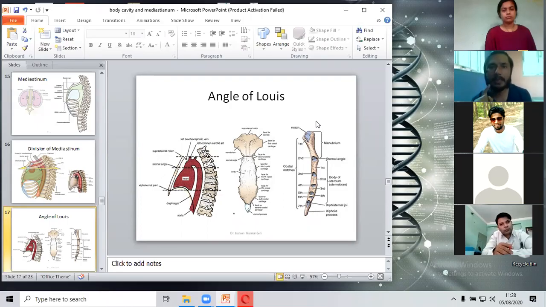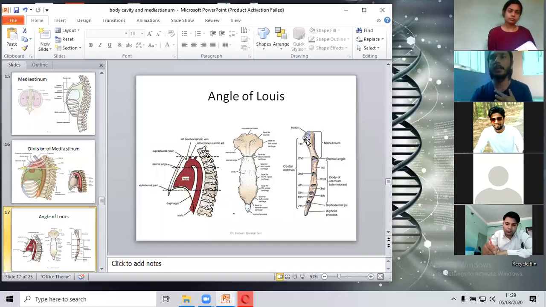Now the angle of Lewis has a next importance. While counting the ribs, you count from this point. In a living body we cannot see the ribs, but we can feel the angle of Lewis. At the level of the angle of Lewis, there is the articulation of the second rib. See in the third picture, this is the site for articulation of the second rib. The first rib is somewhere here, but we cannot feel it due to the clavicle.